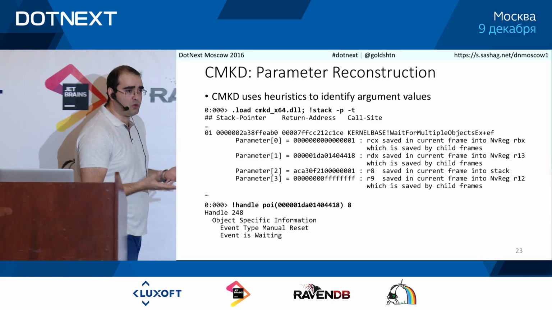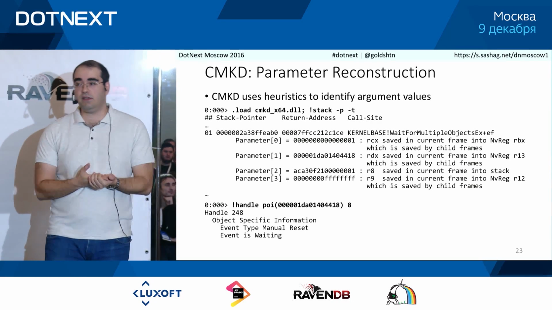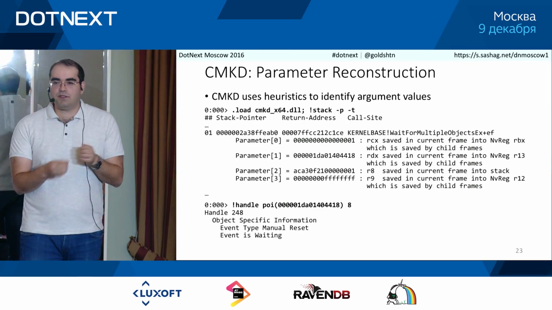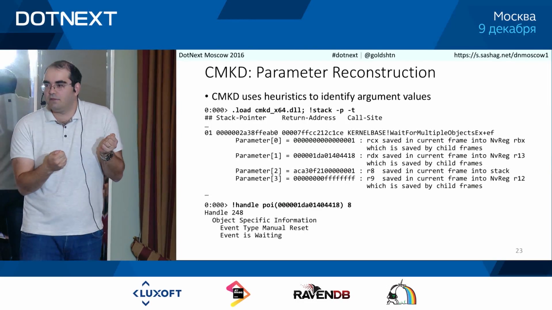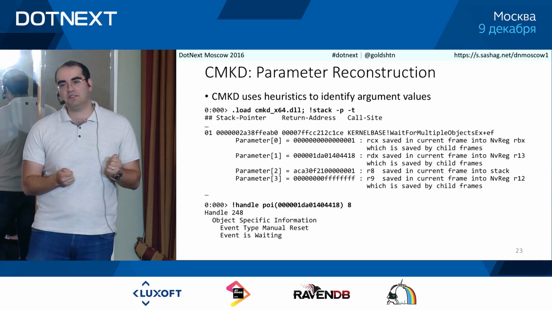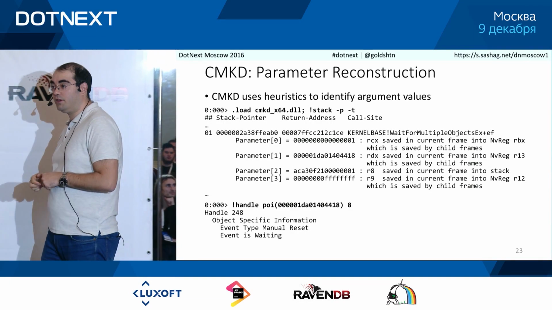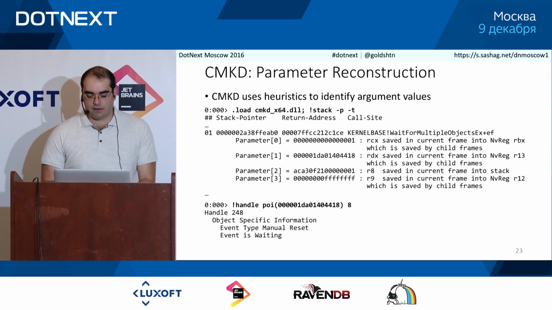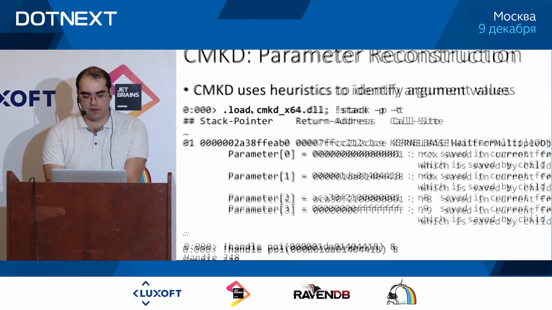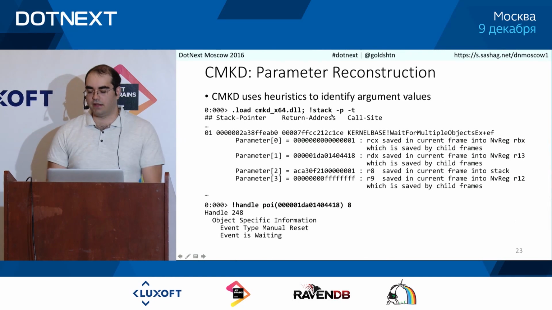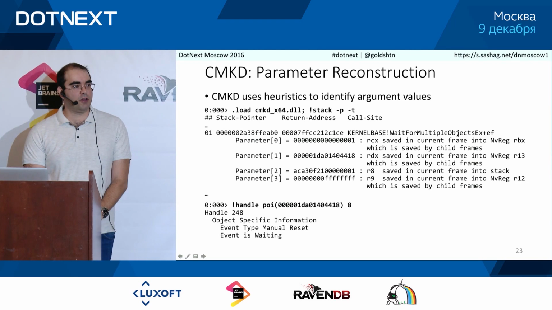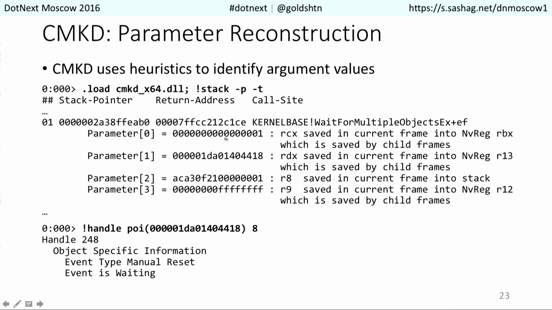So there's this really cool extension called CMKD, which can do parameter reconstruction. It basically tries to use clues, like any hint it can find, to see if it can recover the function arguments. In this particular case, the extension is loaded, and then we run the stack command. And it says, sure, you called WaitForMultipleObjects. Here are the arguments: the first, the second, the third, and the fourth.